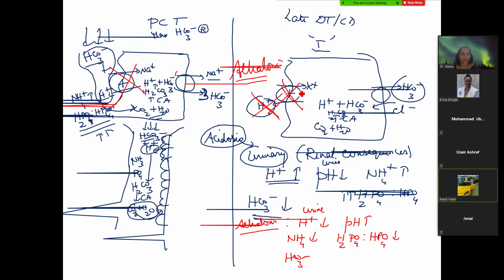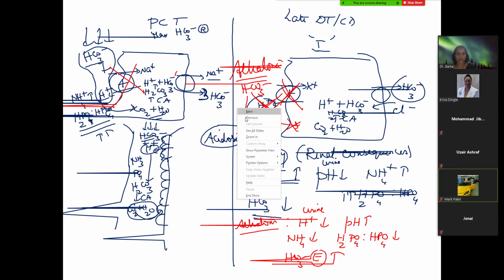Now bicarbonate, what will happen to the filtered bicarbonate? If the pumps are not working, your filtered bicarbonate does not get H plus to react, so it cannot recycle back. Instead this bicarbonate gets excreted. So the excretion will increase. So that is the compensation.